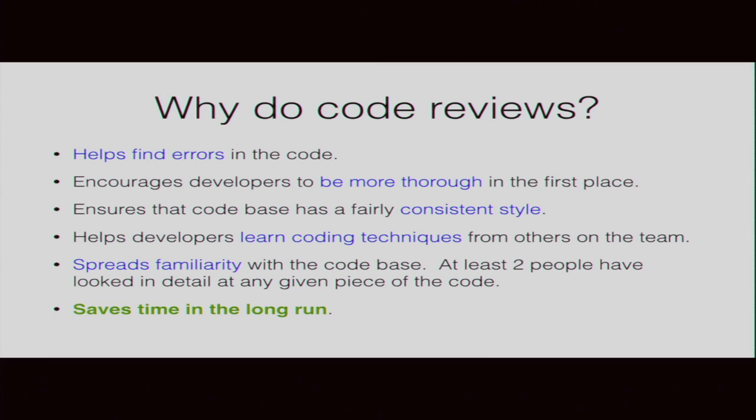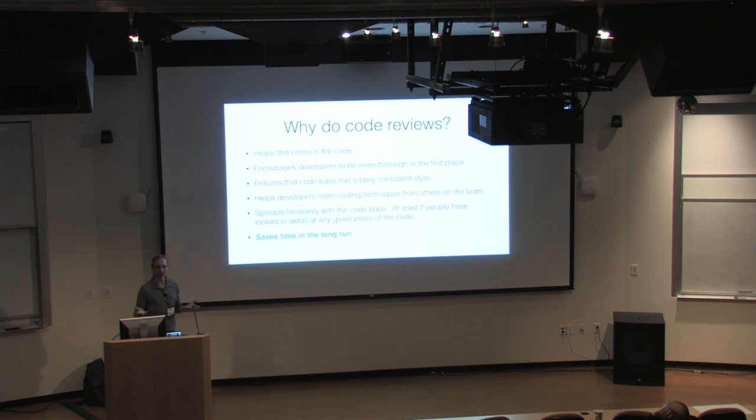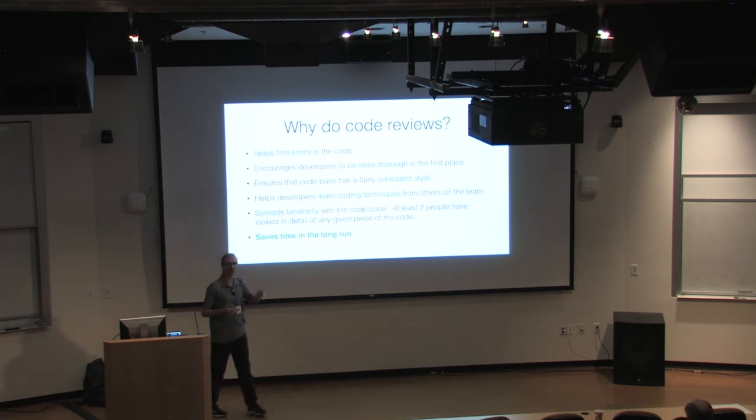So as a reviewer, one of your things should be, if you see a style that is very different from other parts of the code that already exist, maybe nudge them and say, maybe we should move over to using camel case instead of underscores, or vice versa. Someone mentioned improving your coding techniques, so that's part of it. As Melanie said, it spreads familiarity with the code base. At least two people will have seen any piece of code. And one that's somewhat subtle, but I think super important, is all of these things will end up saving time in the long run.